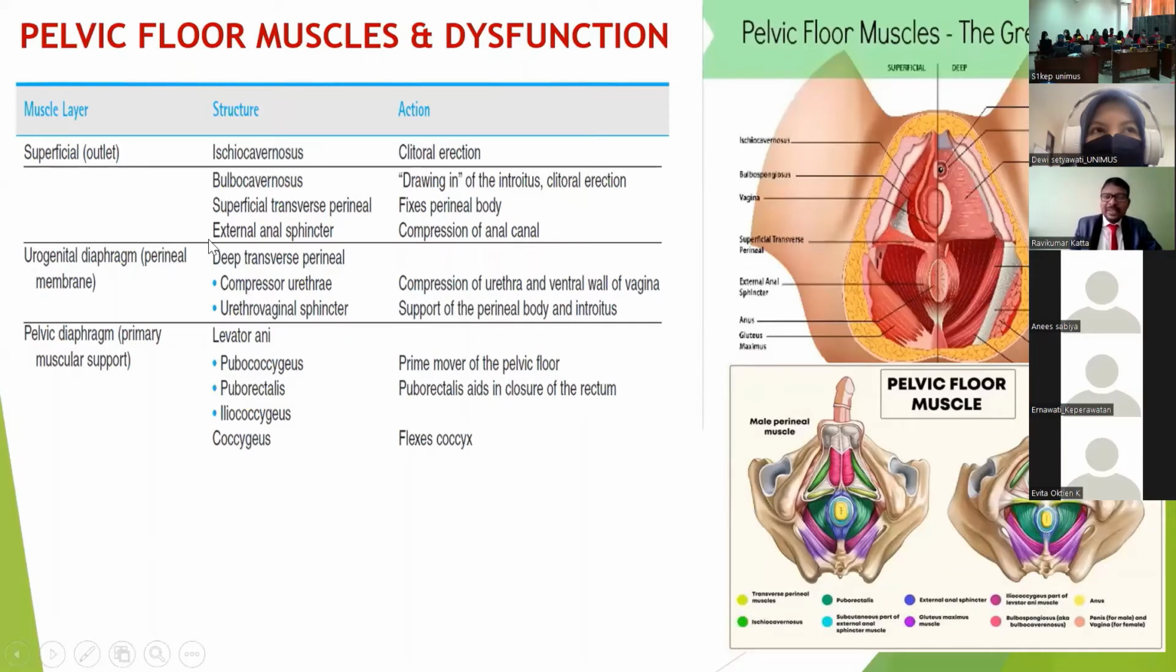If you see the pelvic floor muscles, they are arranged in three layers: the superficial layer, and also the urogenital diaphragm, and the pelvic diaphragm. The superficial muscles are the ischiocavernosus, bulbocavernosus, superficial transverse perineal, and external anal sphincter. Here you can see the ischiocavernosus and bulbocavernosus. These muscles are the vaginal muscles.